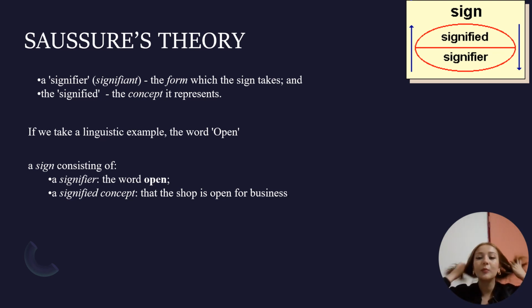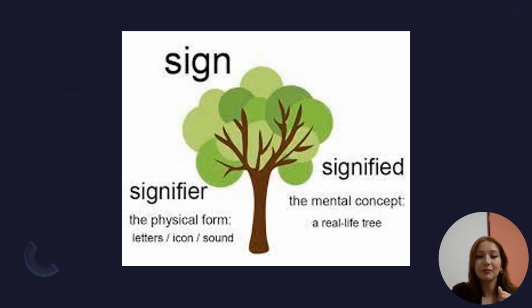So this is not a physical form, this is just something that represents the word open. Am I right? Let's make it more clear with an example. We have a tree here. It's big, it's green and more. I'm seeing that tree with my eyes and I can touch it. The signifier is the physical form: letters, icons, sounds. I'm pronouncing it, tree. This is the signifier. And the signified is the mental concept, a real life tree or a tree which I see in my dream, for example.